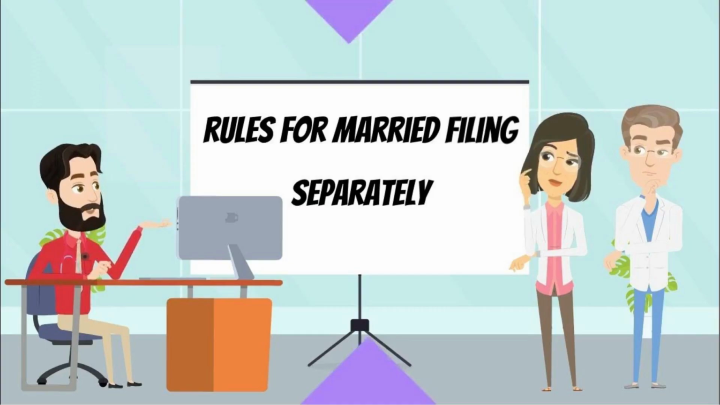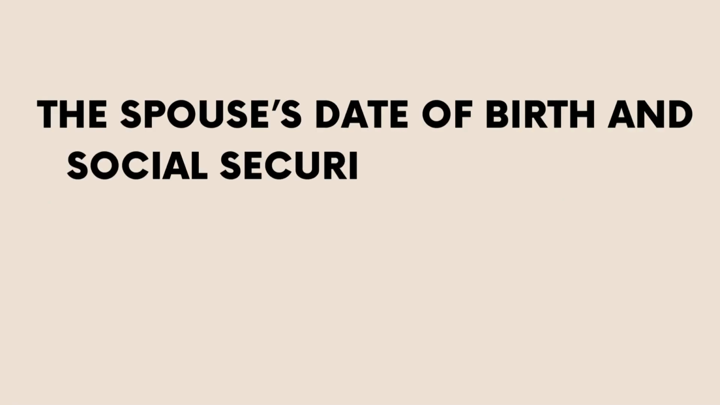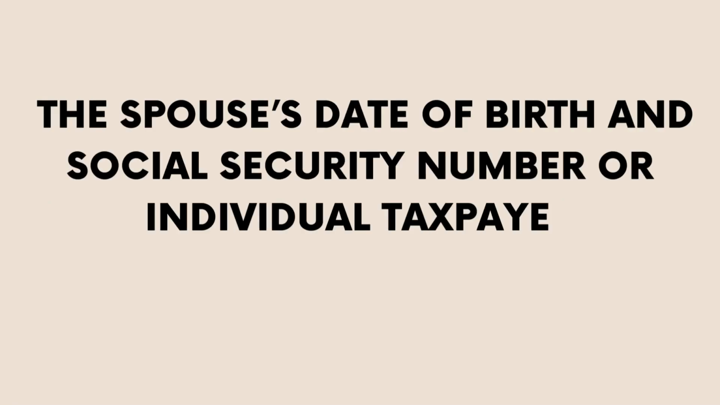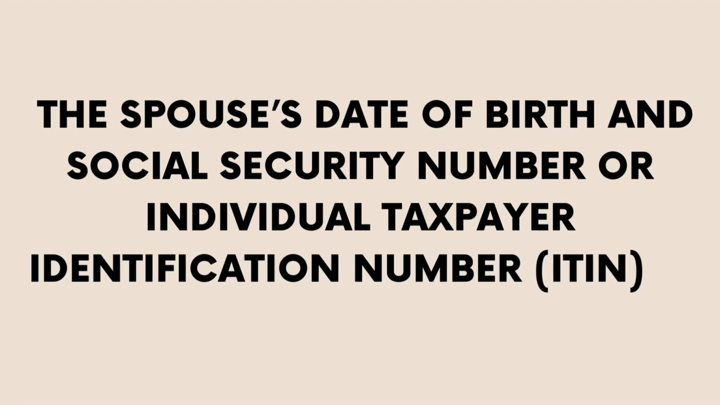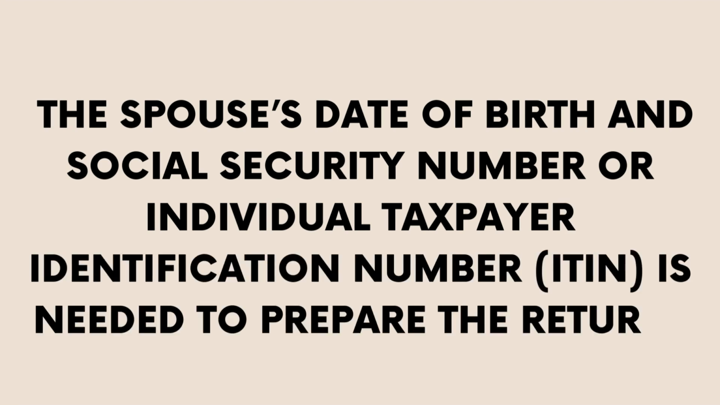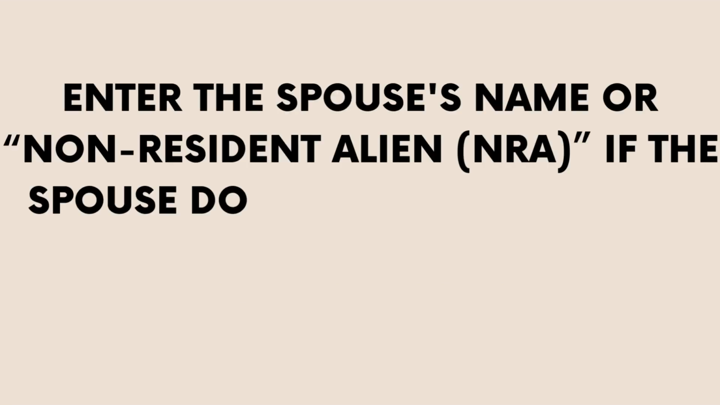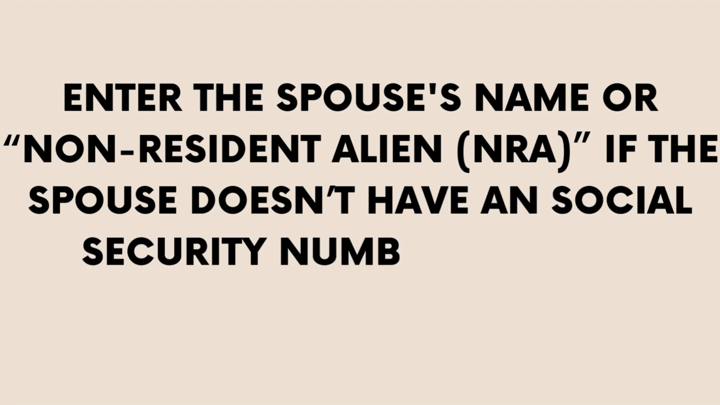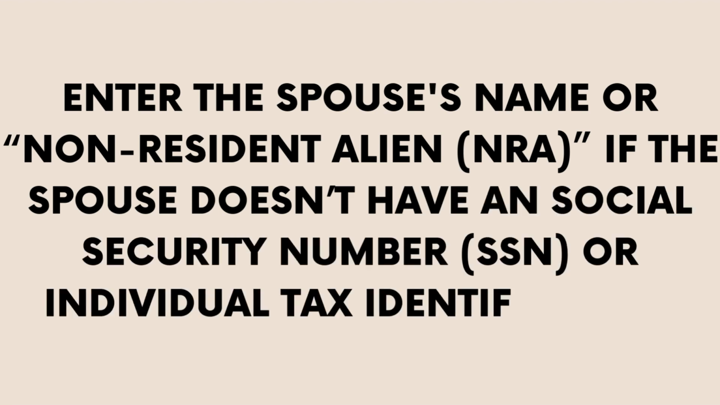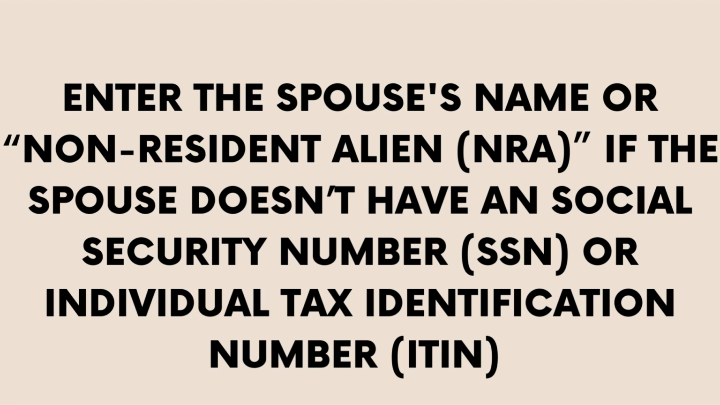When filing married filing separately. If you are filing married filing separately, the spouse's date of birth and social security number or individual taxpayer identification number, ITIN, is needed to prepare the return. File with spouse's name or enter non-resident alien, NRA, in the spouse information section if the spouse doesn't have a social security number or individual tax identification number.